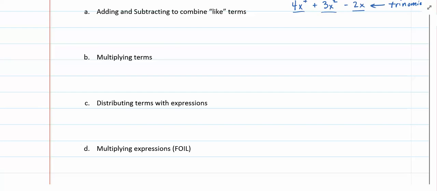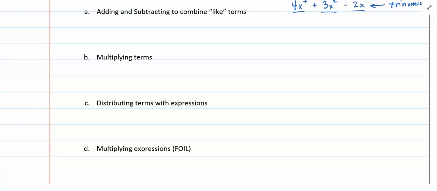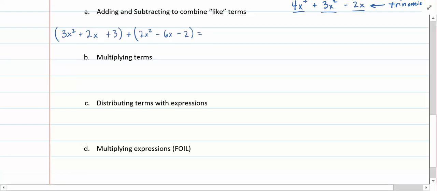Simple mathematical operations commonly are used with polynomials. So let me just run through a couple examples here of how we can add and subtract, multiply, and distribute with polynomials. First things first, let me set up a polynomial here that would need to be added or subtracted with something else. This is an example of a trinomial that must be summed with another trinomial.